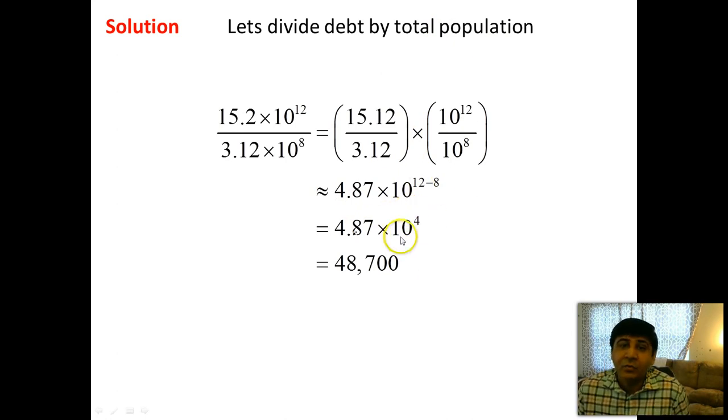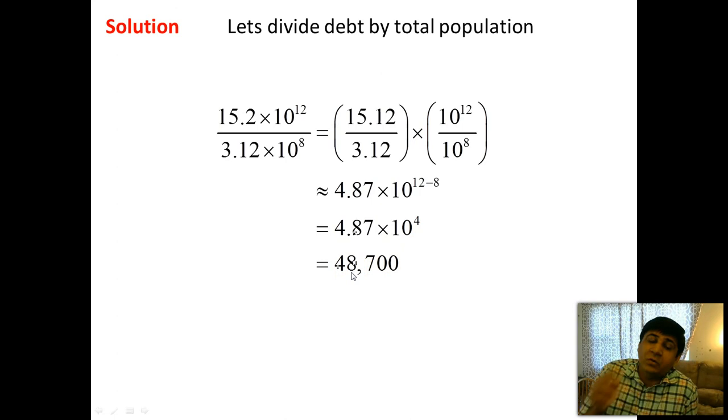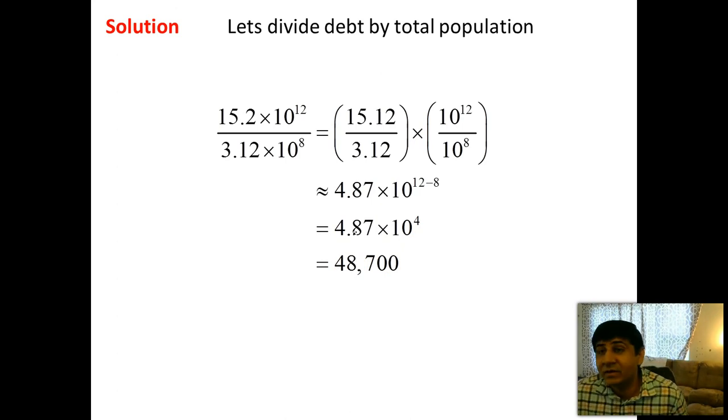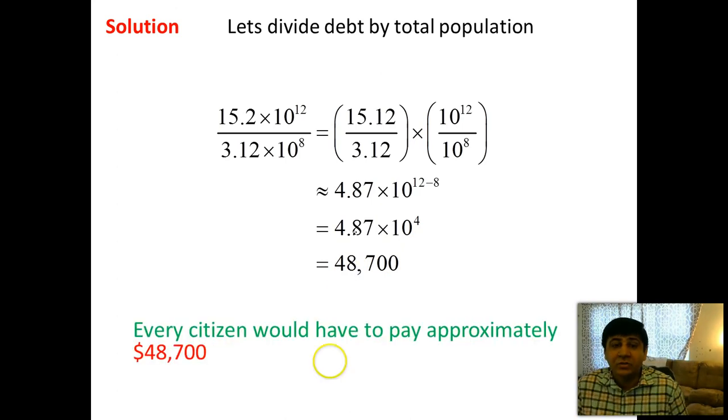And if you write it in common language, in long form, it turns out that our number is $48,700. So if we want to pay off our whole national debt, every one of us has to pay approximately $48,700. That much we owe. So this was an example of how to divide numbers in scientific notation.